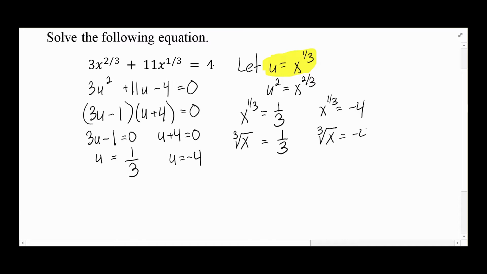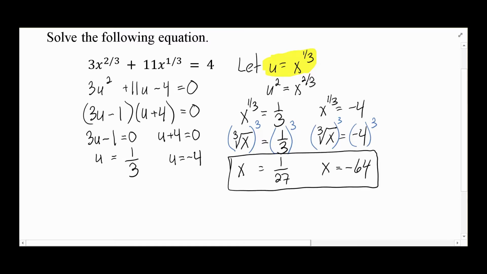And now we want to say, how do I solve this? How do I get the x by itself? How do I undo the cube root? I undo the cube root with a cube. So I actually need to raise both sides to the 3rd power in order to undo that cube root. This gets me x equals 1 over 27, x equals negative 64. And those are my 2 answers.